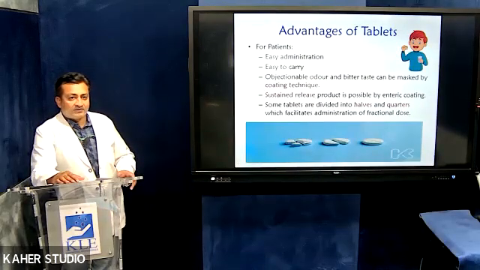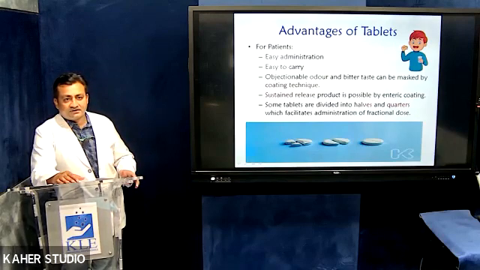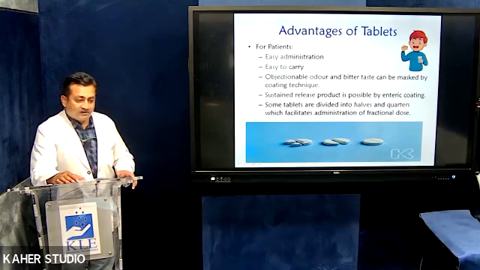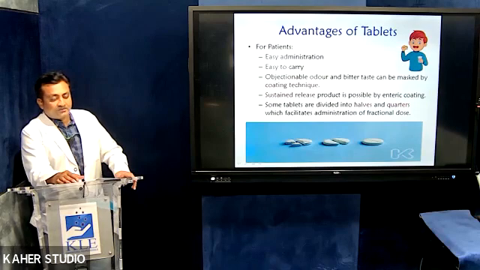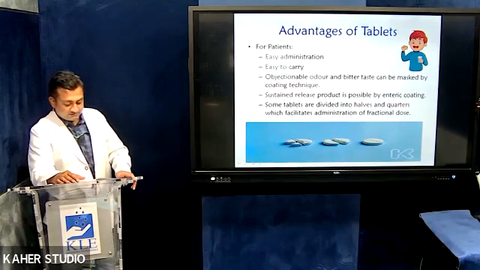Another advantage of tablets is that tablets can be divided into halves or quarters, which facilitates administering a fraction of the dose, which means half of the tablet or sometimes a quarter part of the tablet is taken according to the dose.